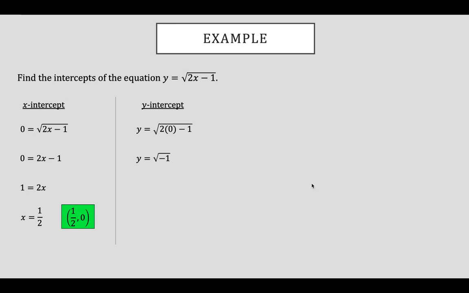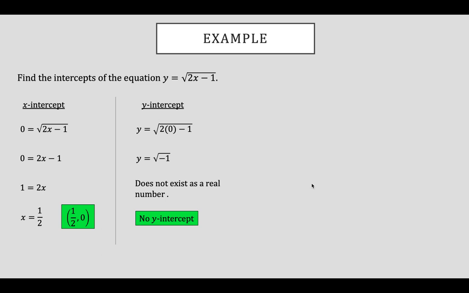Well, what does that mean? Can we take square roots of negative numbers? No, we can't. So what that actually tells us is that I have no y-intercept with this graph, all right? y equals the square root of negative 1 does not exist as a real number, therefore we have no y-intercept.